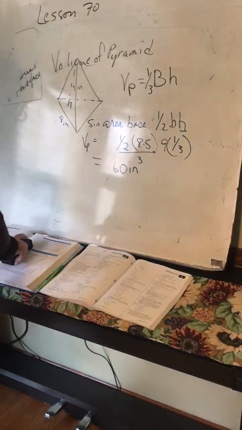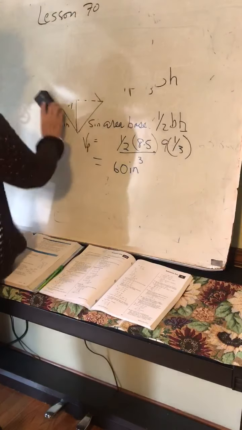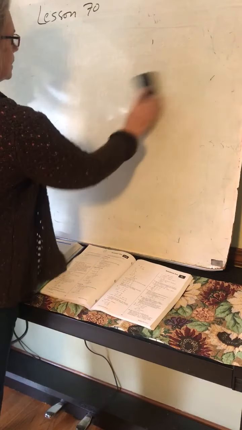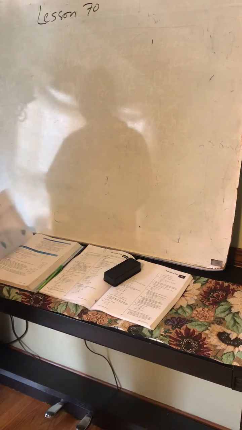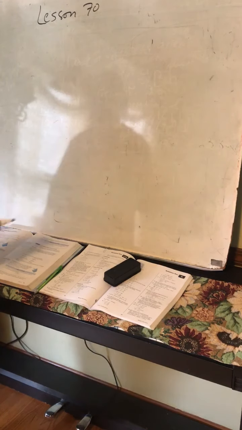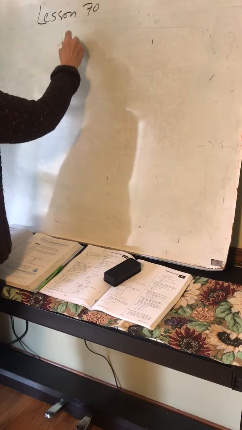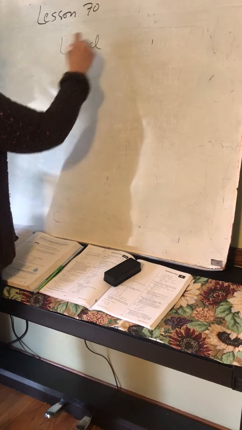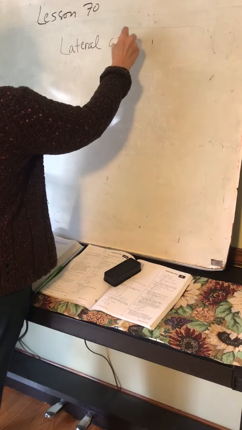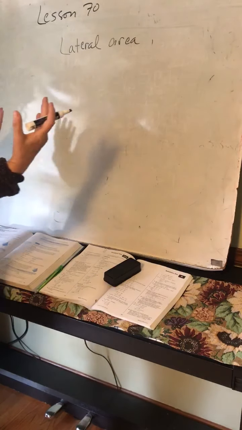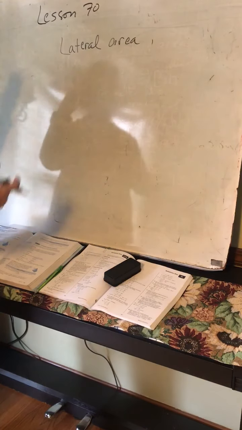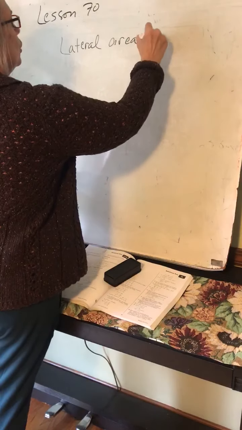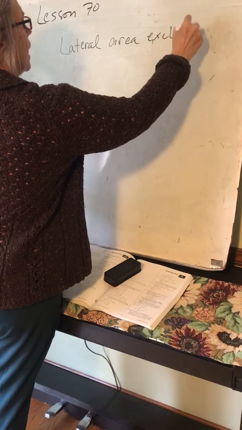Okay, we're going to do lesson 70 here. Start at the beginning on lesson 70. Let's see, lesson 70. Okay, they're talking about lateral area, and we talked about lateral area. Lateral area is like you take the figure, you flatten it out, you figure out what the area is, two-dimensional. It excludes the base.